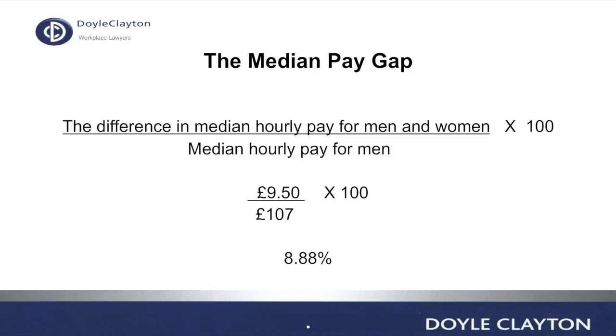To express this as a percentage of the median pay received by male employees, you take the £9.50 difference, you divide this by the median pay for male employees, which in this case is £107, you then multiply the result by 100 to give you a percentage. In this case, the percentage median pay gap is 8.88%. Verity, what information must be published about bonuses?